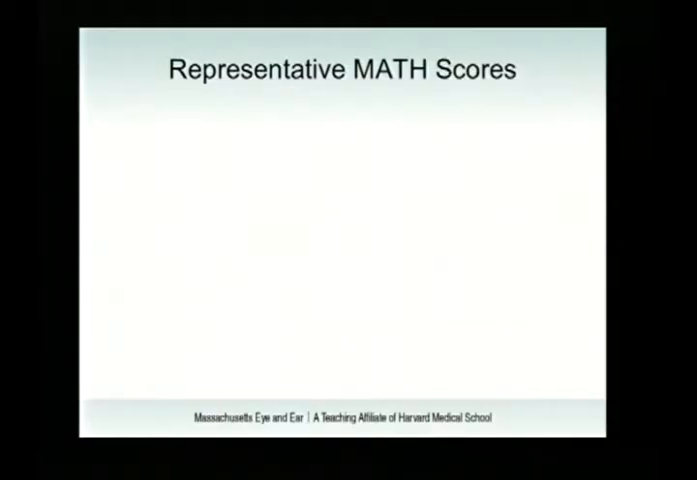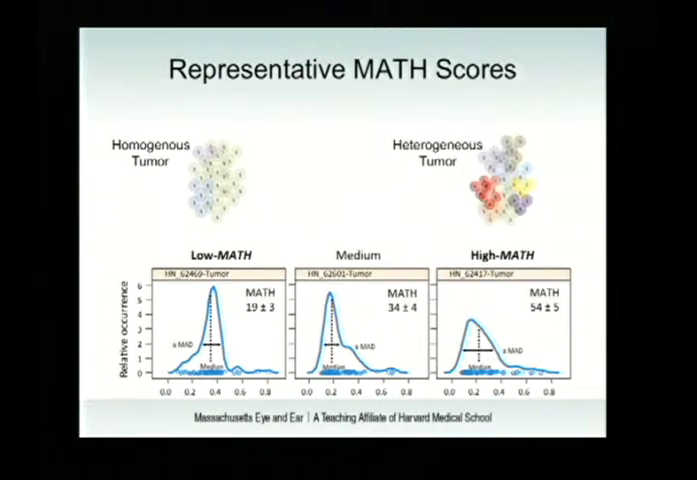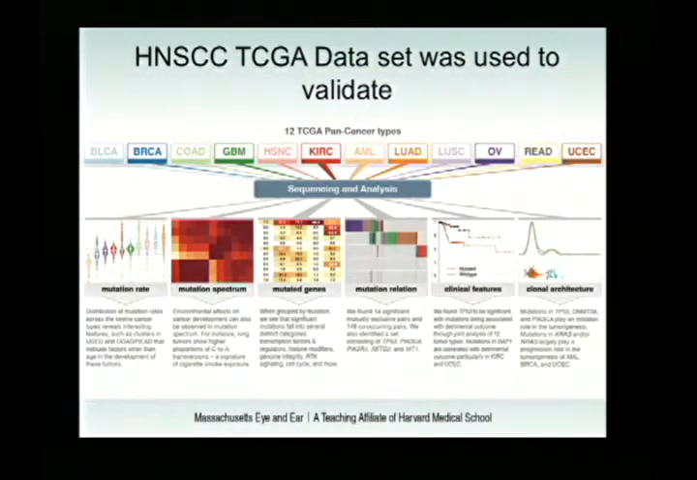Next slide. So these are representative scores. Here, a homogeneous tumor, narrow distribution, up around 0.4. Heterogeneous tumor, wider distribution, around 0.2. So that kind of fits the hypothesis. Next slide. So we did that, we validated it, and it worked really well.